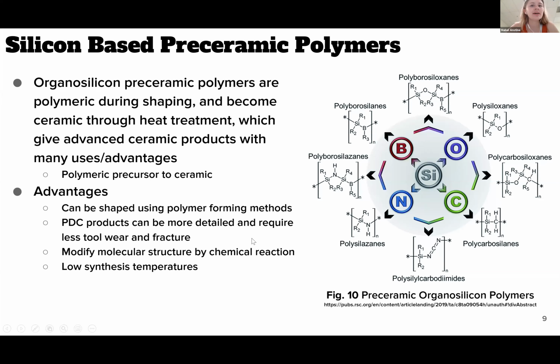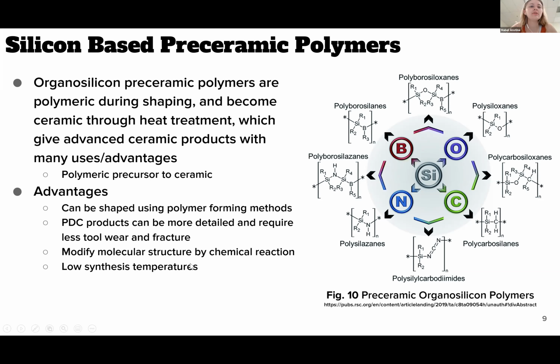And that is a good thing, because if you use a different method of just like starting with a powder and turning it into ceramic, and then if you try to increase like the complexity or the detail with that using tools, you're going to have a lot of tool wear and fracture. So it's a lot more advantageous to start with polymer, form it in the polymer stage, and then heat treat it until it becomes a ceramic.